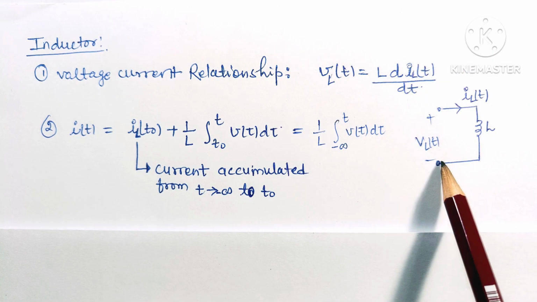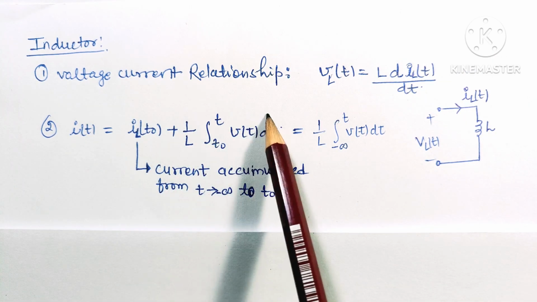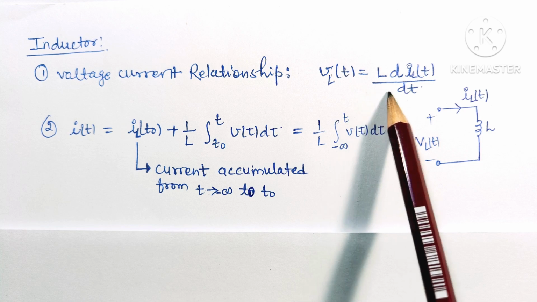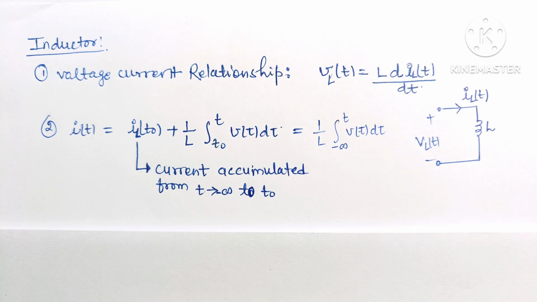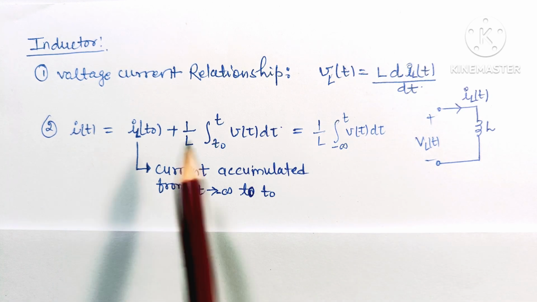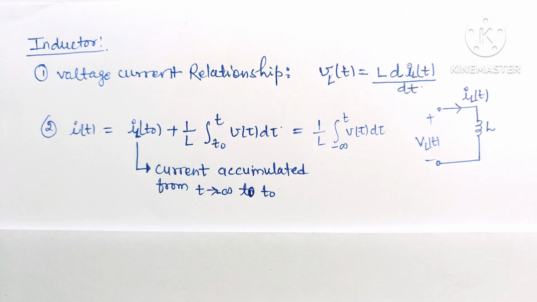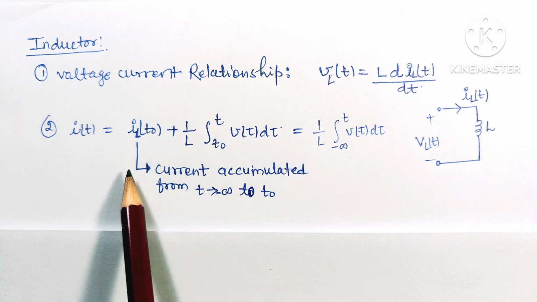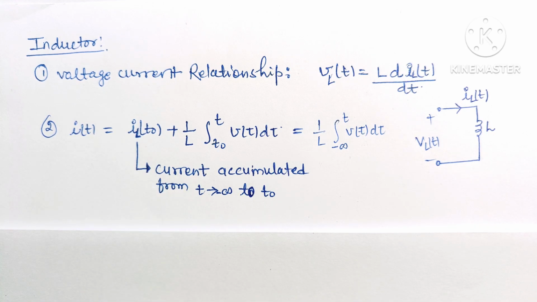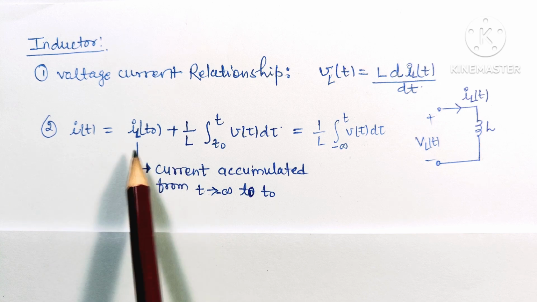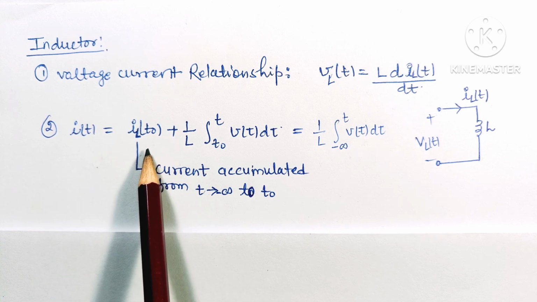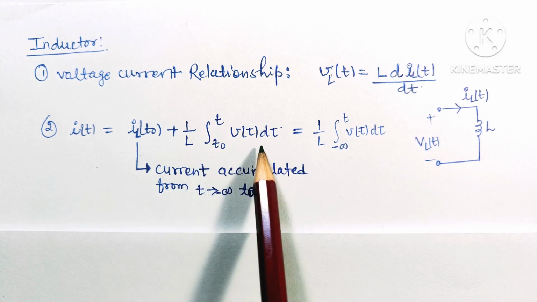If an inductor is connected in a circuit, then the voltage current relationship of the inductor can be given as V_L(t) equal to L dI_L(t) by dt. Current can be found by this formula: 1 by L integration from minus infinity to t of V(tau) d tau. If we assume that the current accumulated in the inductor from minus infinity to t0 is I_L(t0), then this equation can be found, that is I_L(t) equal to I_L(t0) plus 1 by L integration from t0 to t of V(tau) d tau.